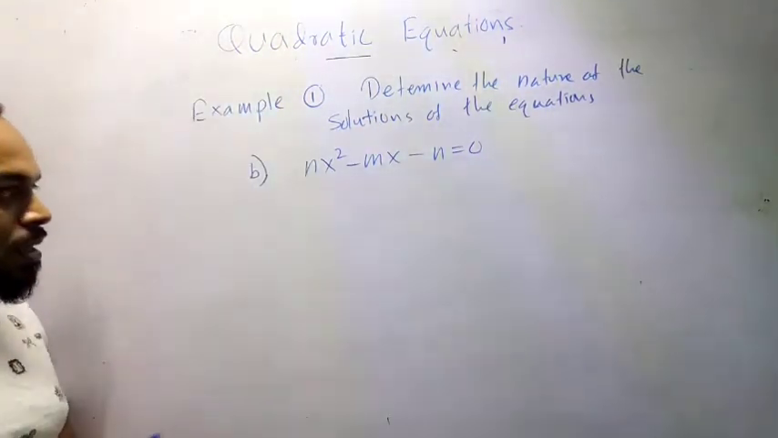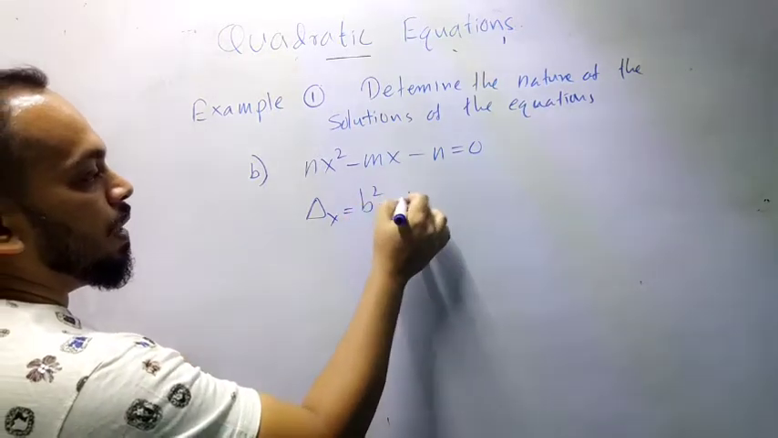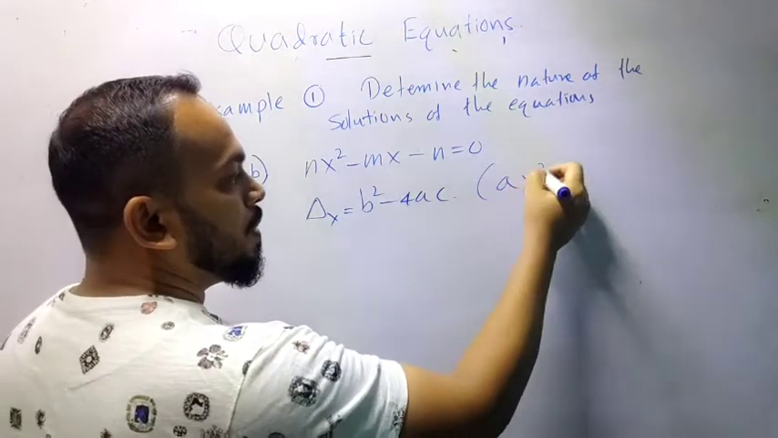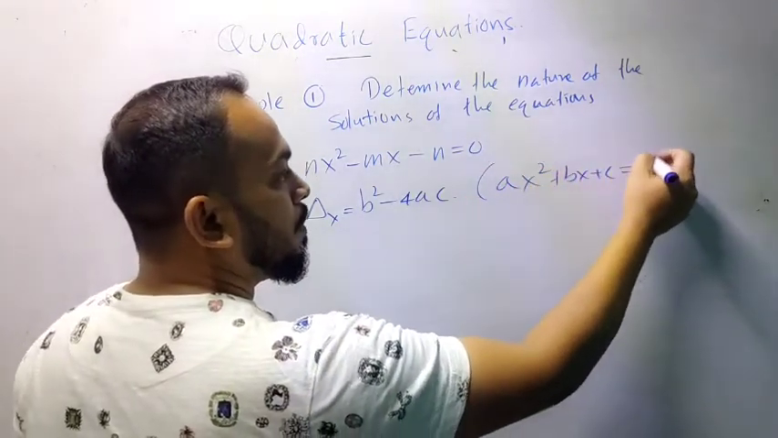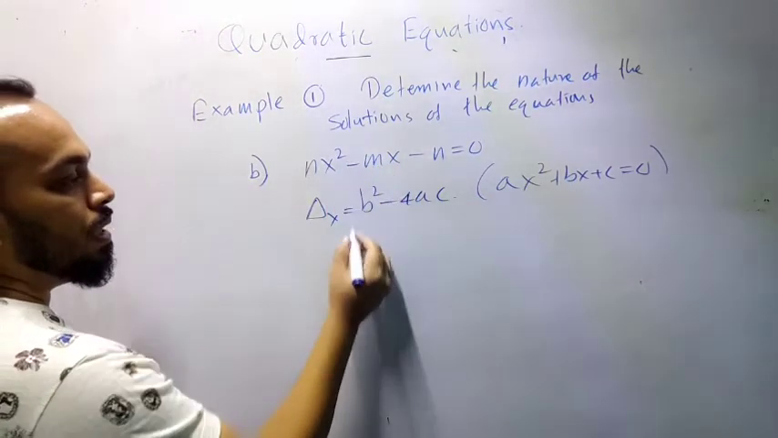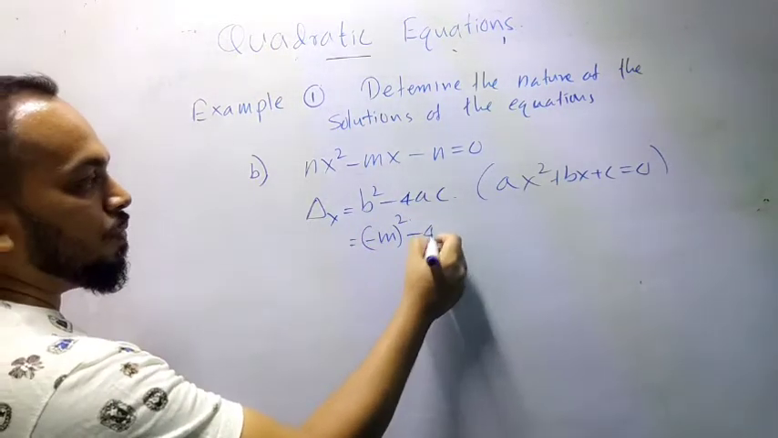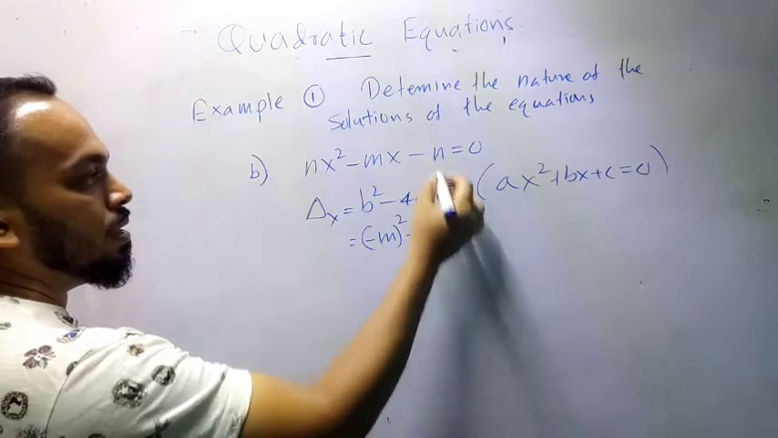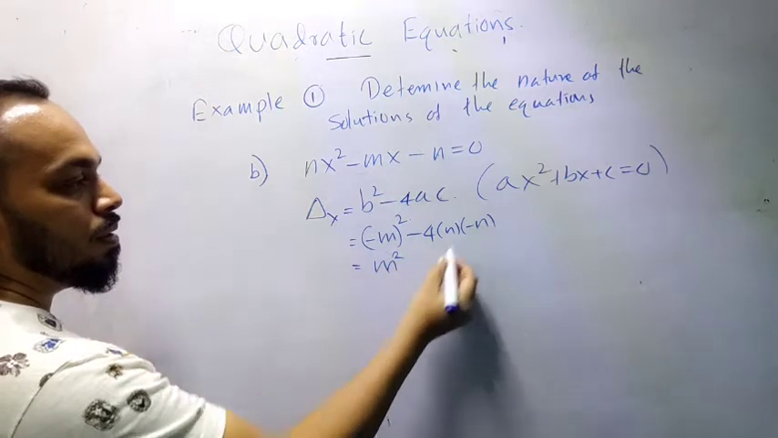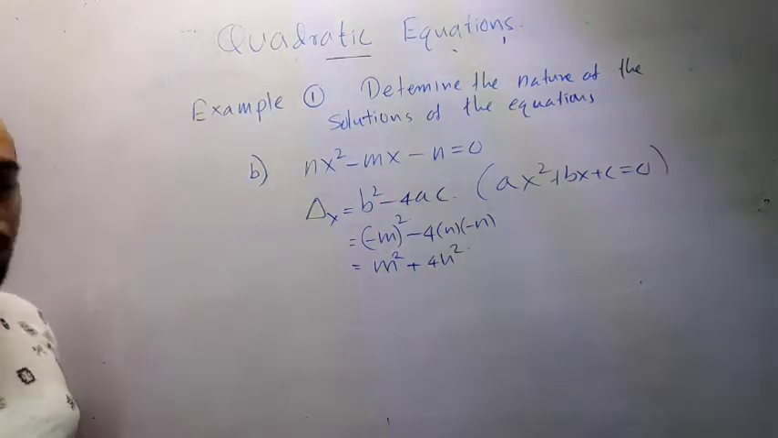So let's check. The discriminant delta is b squared minus 4ac for a given quadratic equation of this form. Now we compare: b is minus m, so we get m squared, 4a is 4n and c is negative n, so here we get plus 4n squared. Now what do we have here?